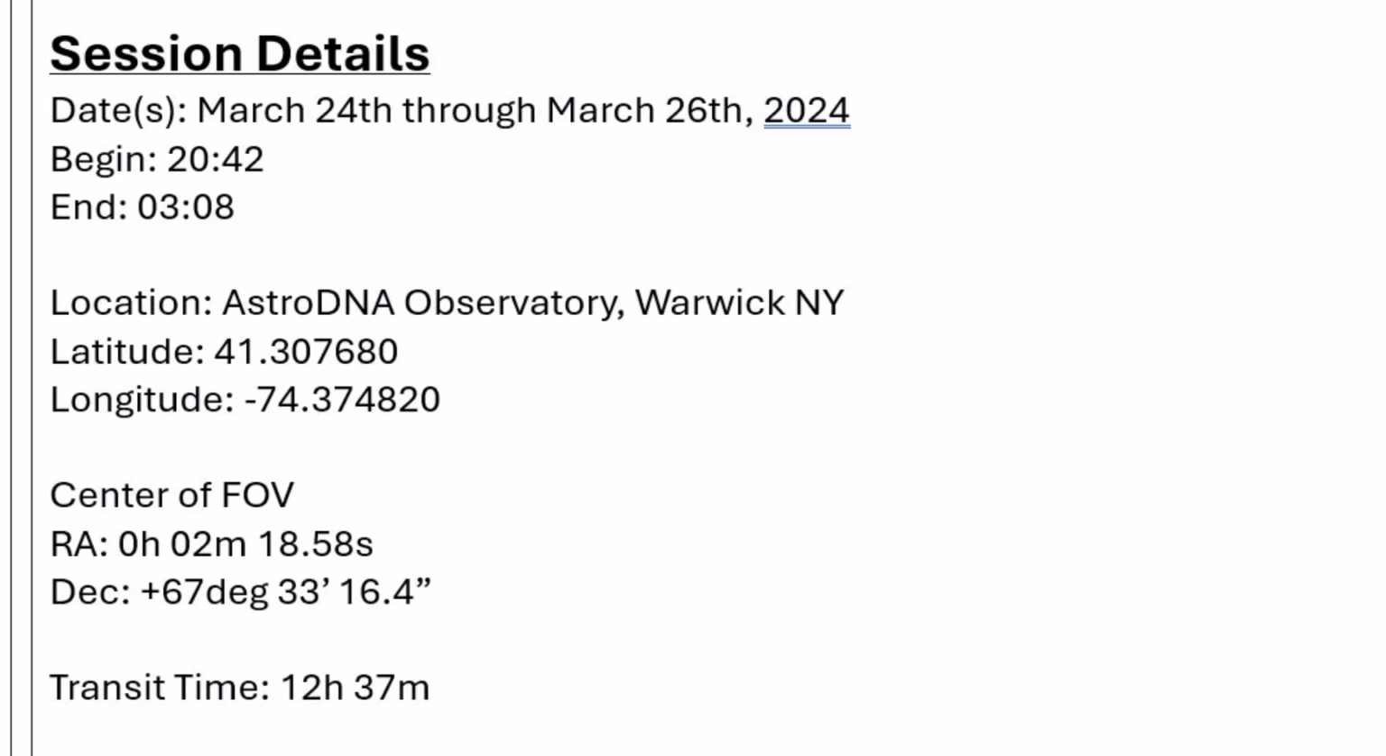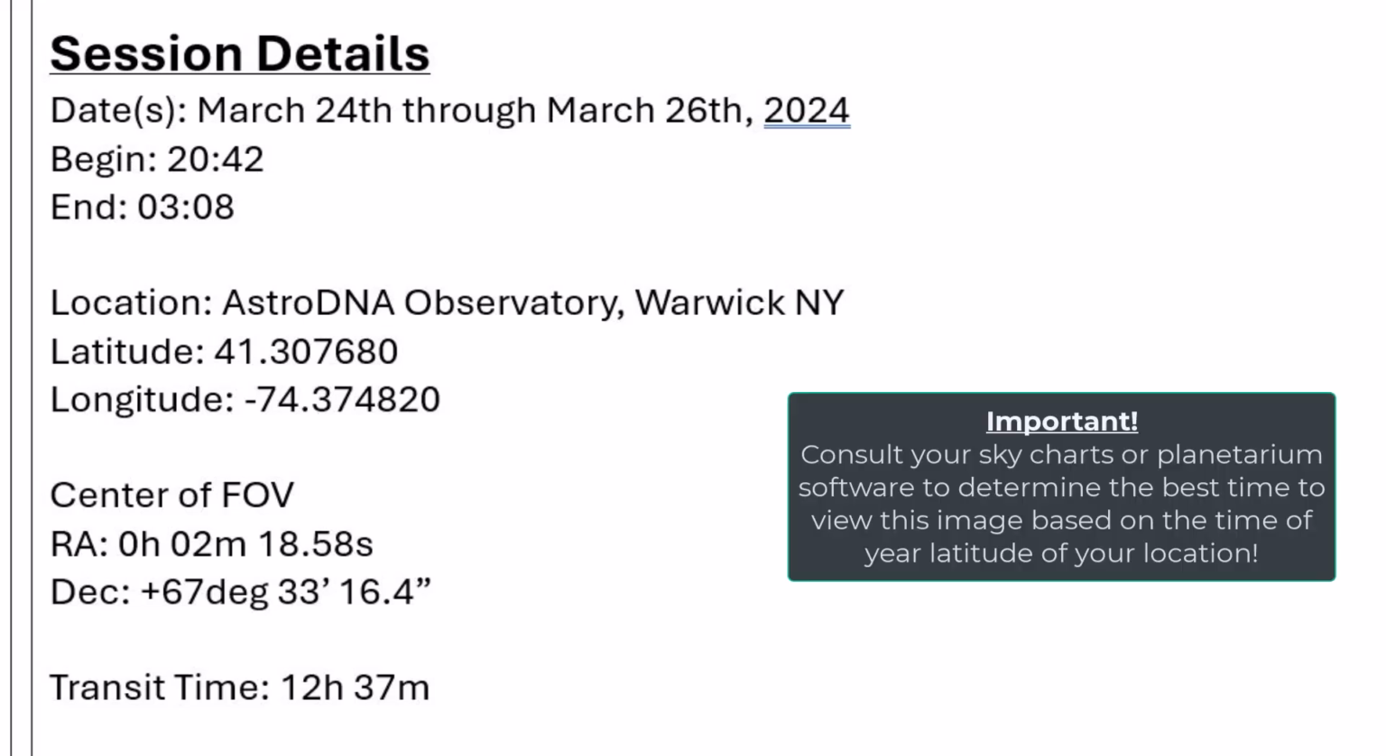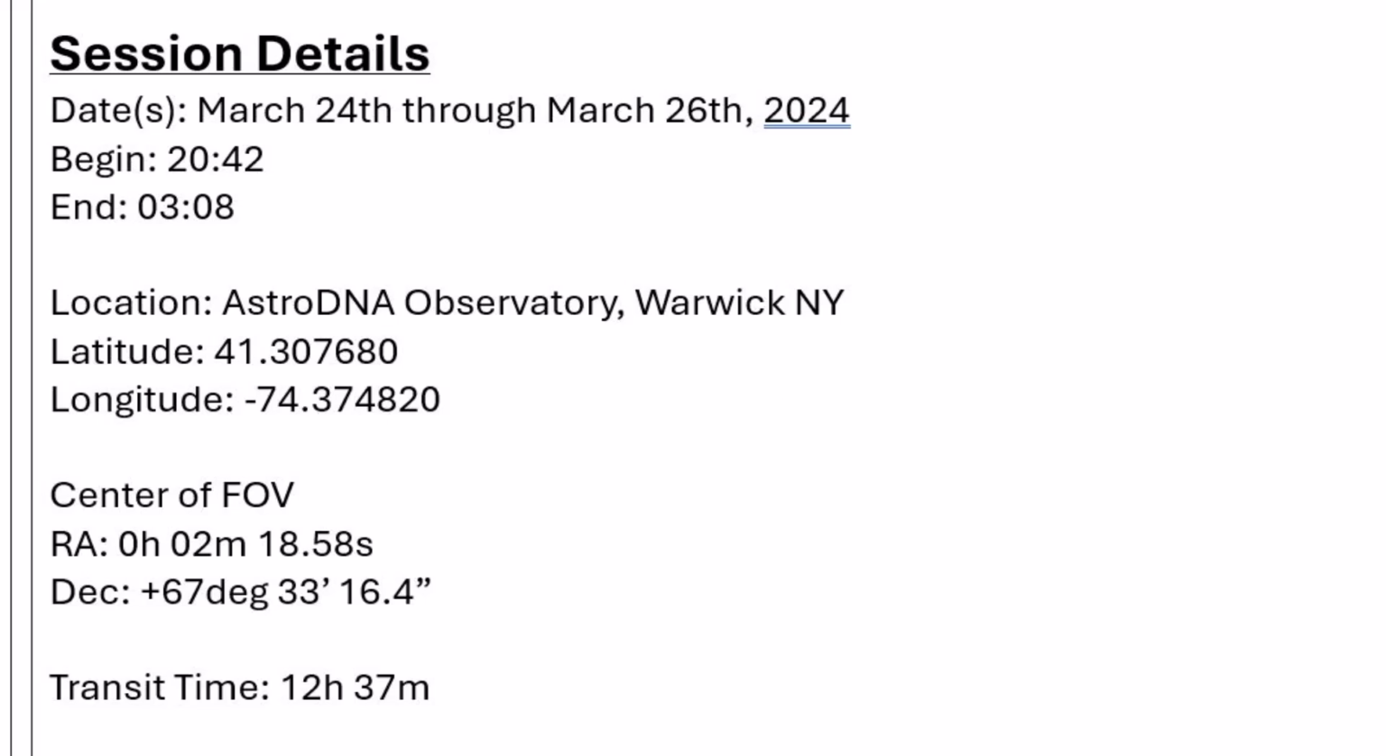I had a really, really good seeing opportunity, a window here. And so I started around 8:42 in the evening. I'm in New York, at about 41 degrees north latitude, and again, this is March. So from around 8:42, it just gets dark enough to begin imaging. And I ended on March 26th around 3 a.m.